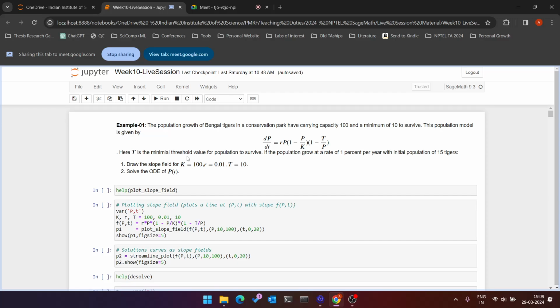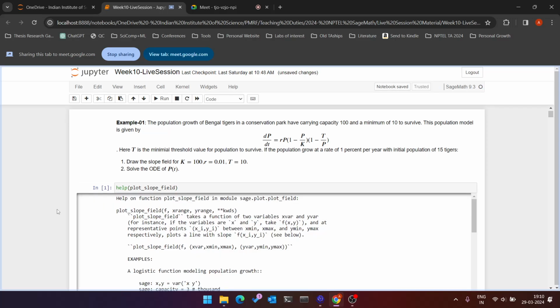Okay, so with this in mind, we have also been told that the initial rate of growth is 1% and the initial population is 15. Now we have been asked to draw the slope field for this given differential equation. So we'll first check the help on the slope field function.